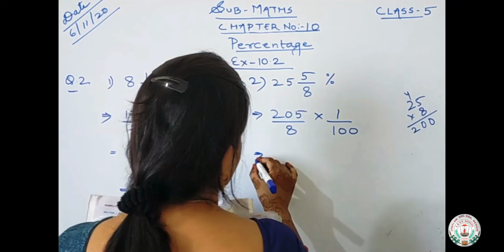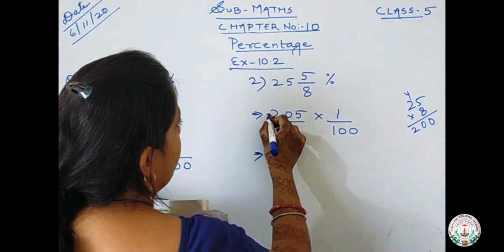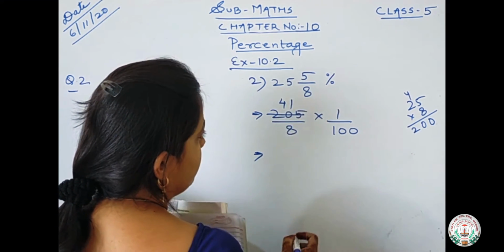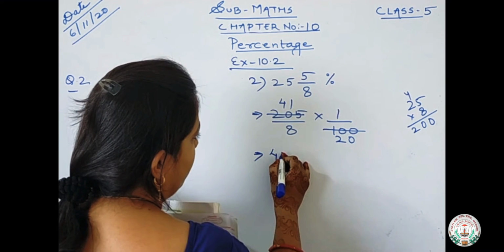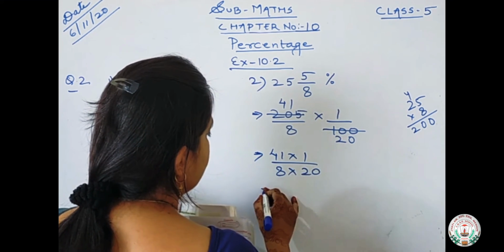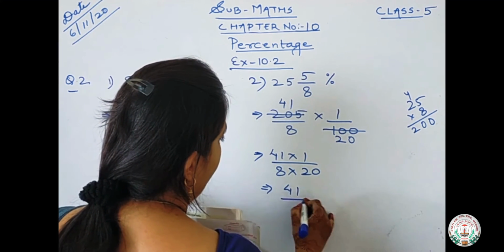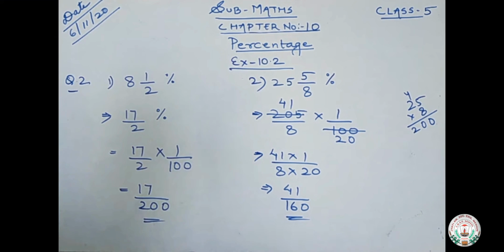Now let us see it can be cancelled out or not. Yes, with the table of 5. 5 4s are 20, 5 1s are 5, 5 2s are 10. So what is left out here? 41 into 1 upon 8 into 20 is equals to 41 upon 8 2s are 16, 160. So what is our answer? Answer is 41 upon 160.